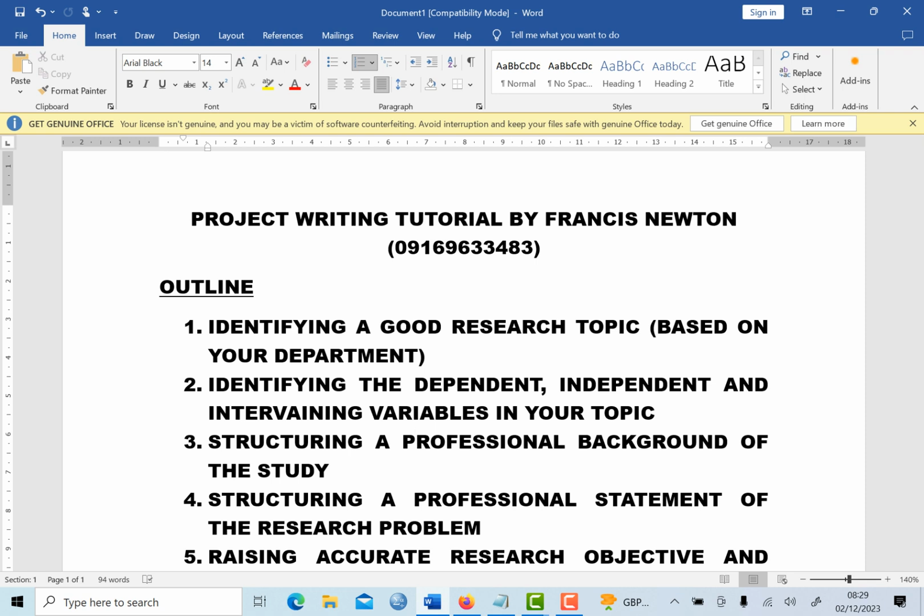You can't develop a proper background of the study without, first of all, talking about the variables, which are the most important thing to discuss in writing a professional research work. So the major thing is to identify the variables of these topics. This has been a challenge to Nigerian university students. If you can't identify proper variables, that means you can't structure a proper background of the study, because you need to identify proper variables to be able to structure it.